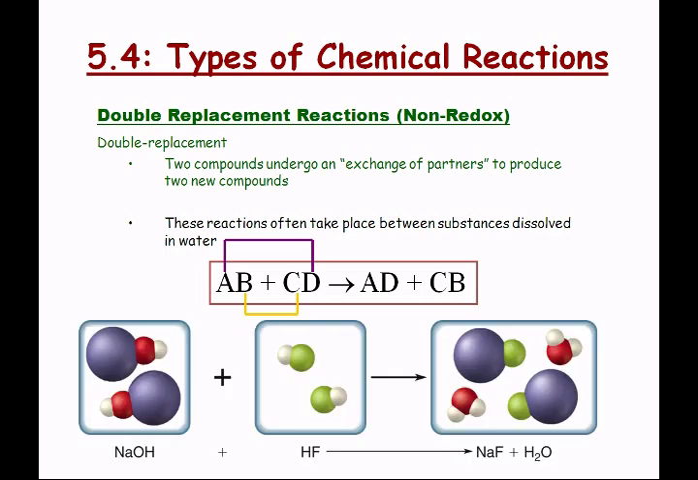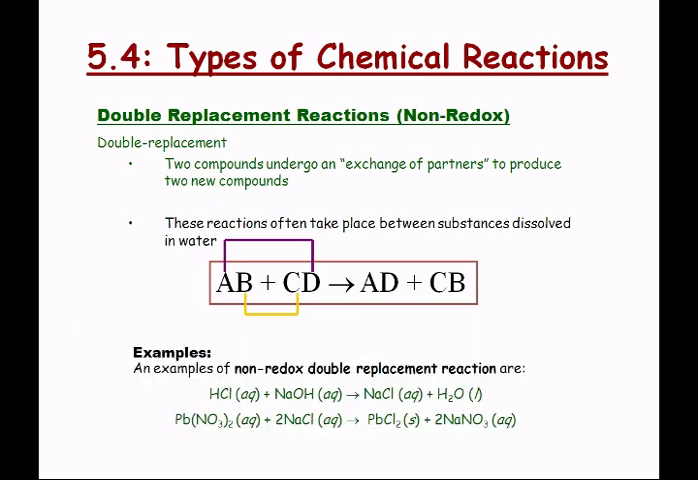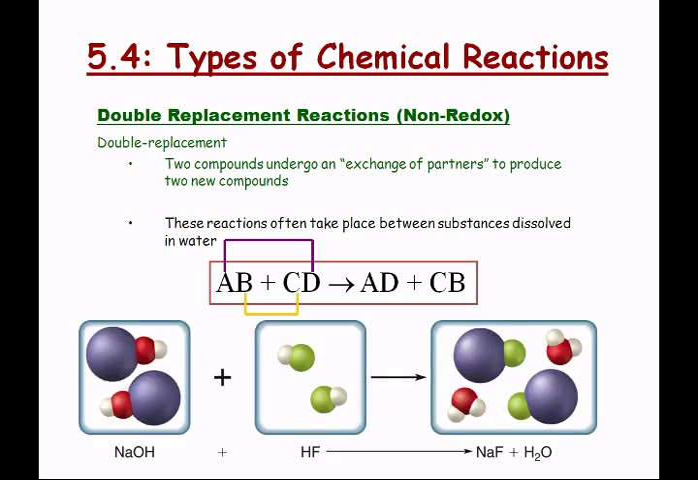And here, hopefully, you can see the switching of the partners, Na for H, right? So Na goes to F, so we get this, and H goes to OH, giving us water. This is also known as an acid-base reaction. Some of these double replacement or double displacement reactions are also known as acid-base reactions. So this top one up here is also an acid-base reaction. We'll talk more about those later. You can always figure out if you've got an acid-base reaction because you're always going to get a salt and water at the end.